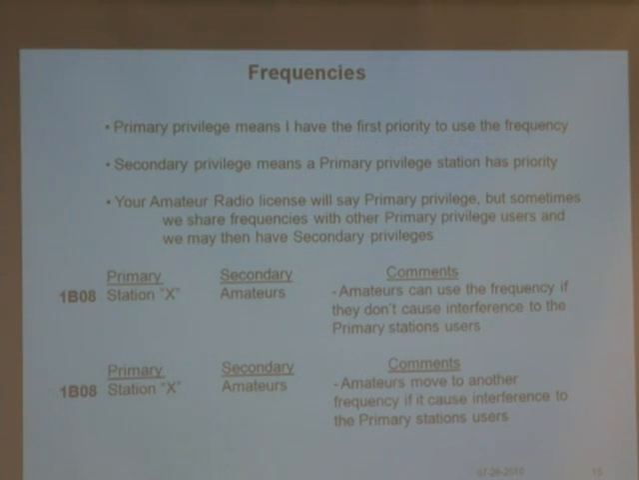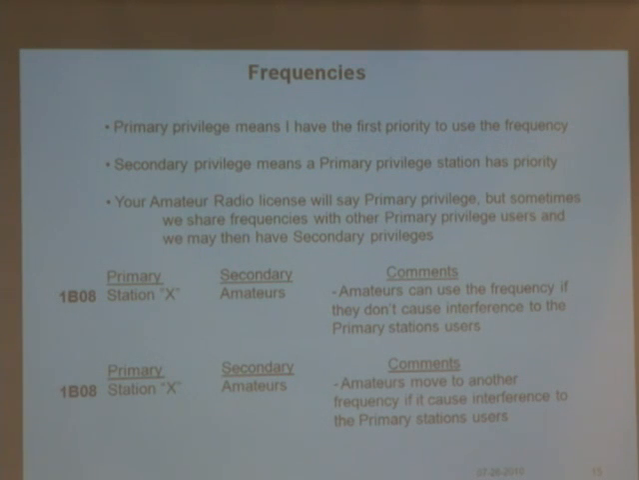Frequency. You may not remember, but I think in section 1 or 2, I showed you a copy of my license, and it said I have primary privileges, which means I have the first priority to use the frequency. When I go on an amateur band, and there's a frequency I can use, I have first priority. What does that mean? It doesn't mean if you're a ham and I'm a ham, I can do it and you can't. What it means is we share certain frequencies with other functions. Like, for instance, the FCC issues licenses to people who have boats, maritime operators.